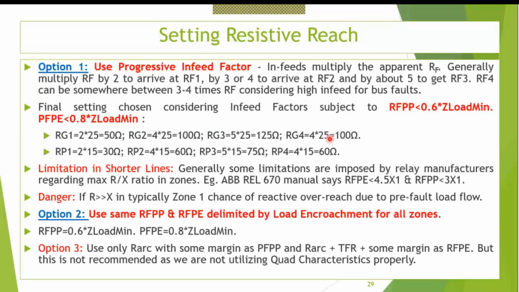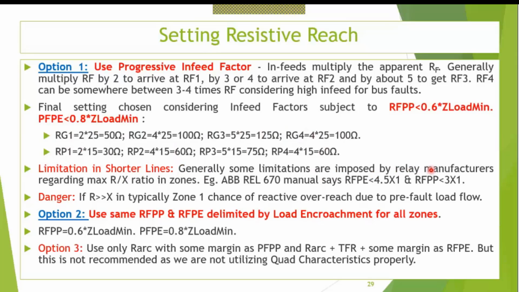For the reverse zone also you need to multiply, because generally bus faults have a very high fault Infeed. The current seen by the line relay is about 5 times lesser than the currents in a bus fault, because all the other sources are contributing to the bus fault. For a resistive phase-to-phase fault also these factors remain and it will get multiplied. Limitation in shorter lines, what I was talking about.